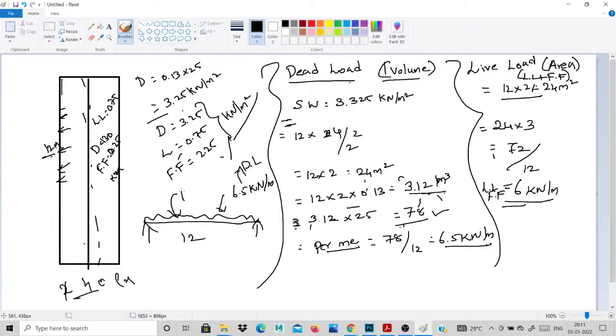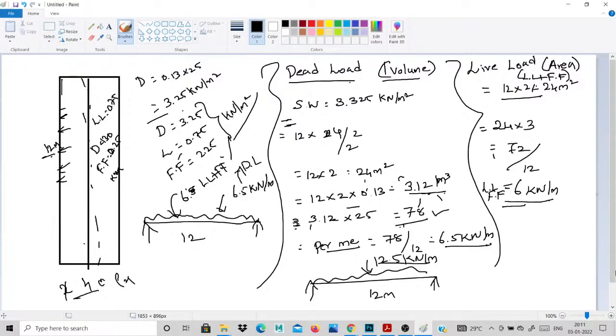This beam, 6.5 is the dead load. 6 is the live load plus floor finish. The total load for your 12 meter beam is 6 plus 6.5, total 12.5 kilonewton per meter. Now it's clear how the load is acting on the beams: 12.5 kilonewton per meter for your beams.